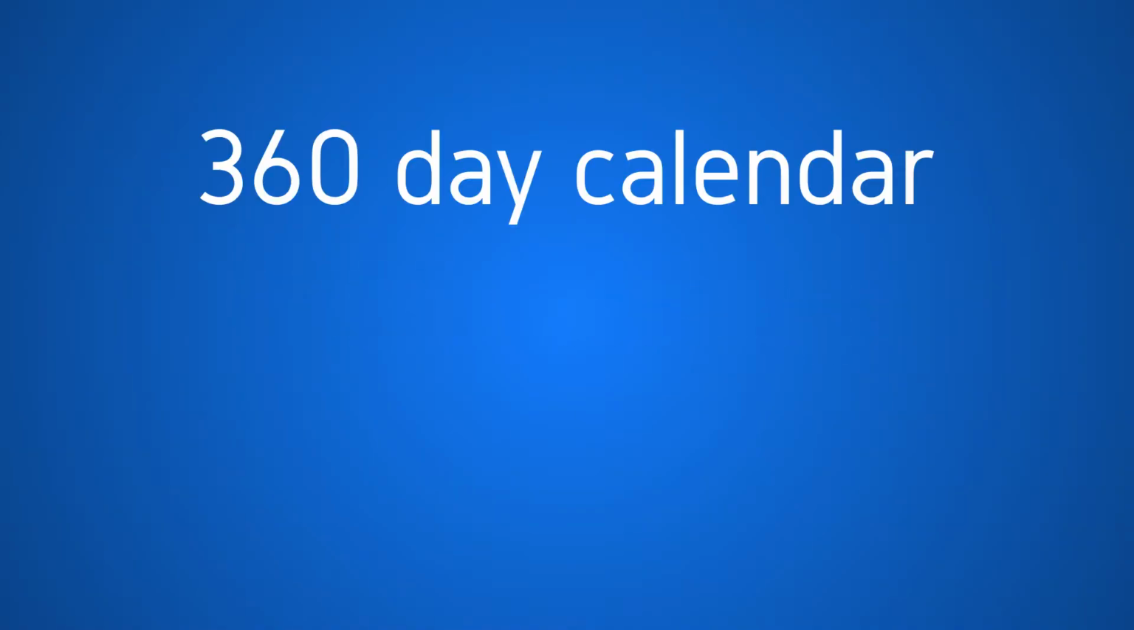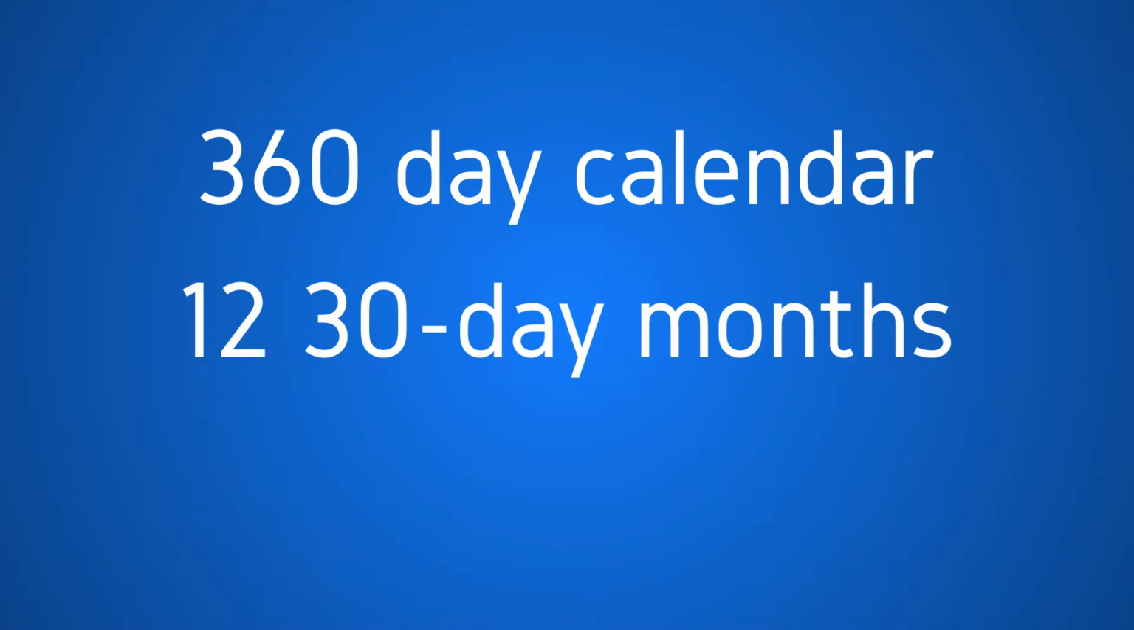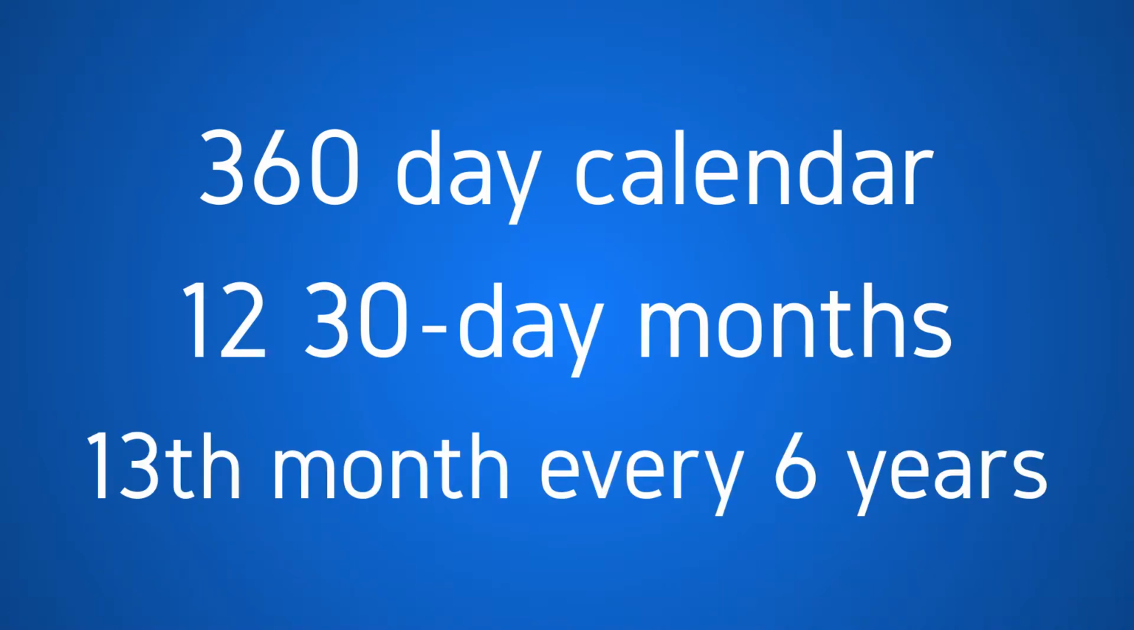They used a 360-day calendar. It had 12 30-day months. Every 6 years, they added a 13th month. So, how accurate was the Persian calendar? Gotta do some math to figure that out. Apparently, a year has 365 days, 5 hours, 48 minutes, 45 seconds, and I forgot how many milliseconds. Let's just say it has 46 seconds.